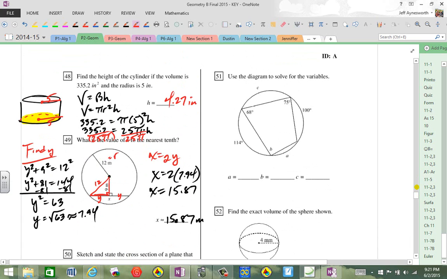Okay? All right, so number 51, what is this? This is another chapter 12 circle problem. So let's see here. You have to find the arc A. You have to find the inscribed angle B. And you have to find another arc C. Okay, so let's get creative. I'm going to use color now. So this inscribed angle here is 68 degrees.